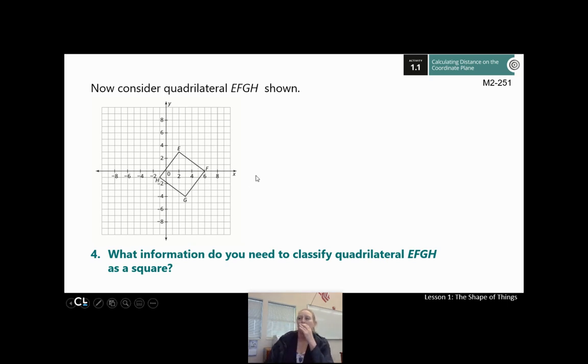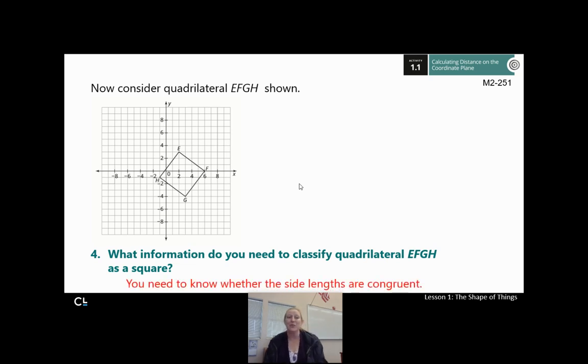So in order to be a square, we said we had to have 4 right angles, which we have. That was cool. We got that down. But we also said we need to know that the sides are congruent, right? So that's the other thing we need to know. We need to know whether the side lengths are congruent. This is rough because on that very first problem, it was easy to tell if they were congruent because we could just count, right? We literally just counted little spots on the graph.